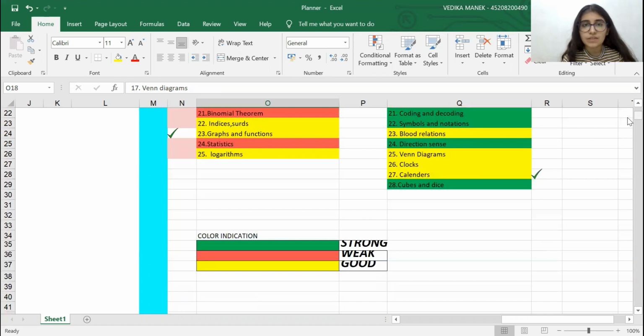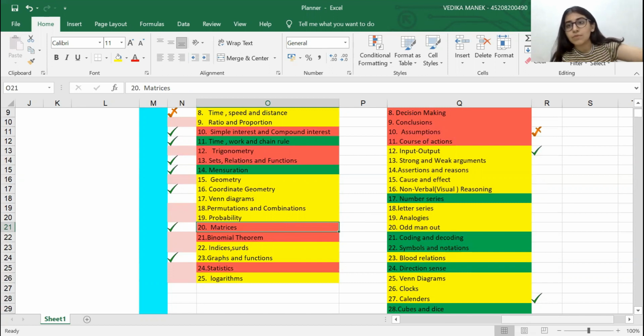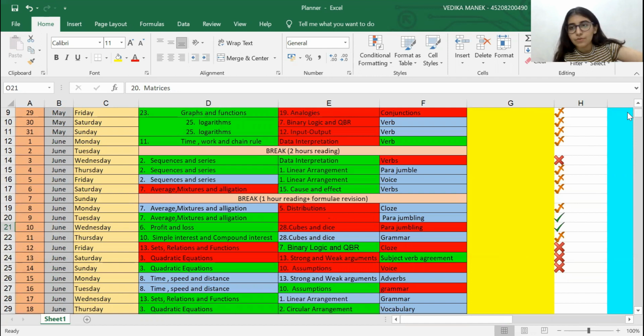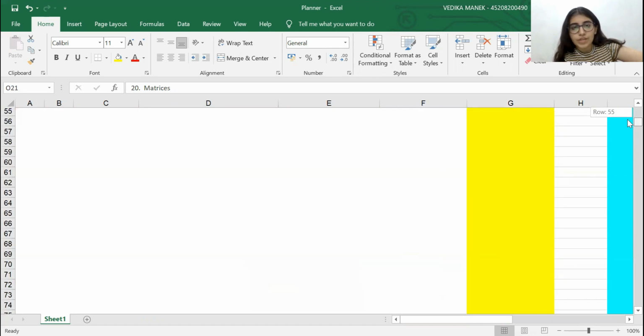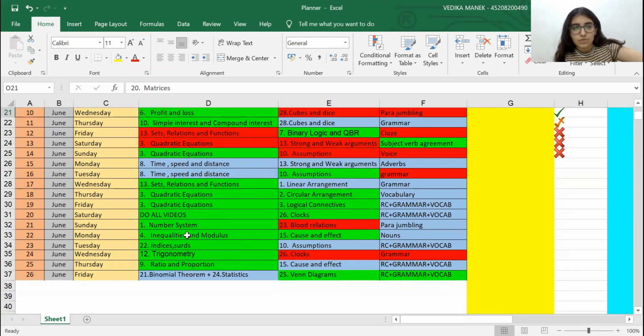Now there is an awareness that matrices is weak. If you are weak at matrices and determinants, something that in IPM IIM Indore's past papers has come up quite a bit, then you can go to your schedule and add more days for matrices in the end again. So you can just take that up again in your revision.